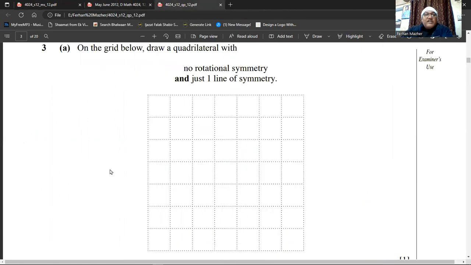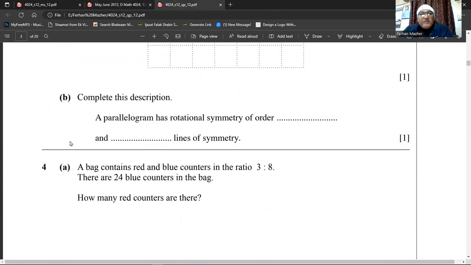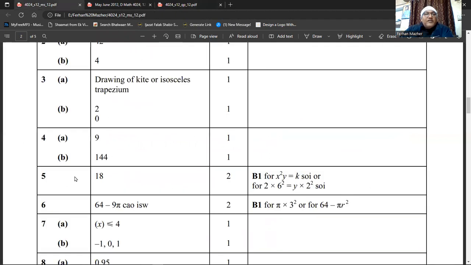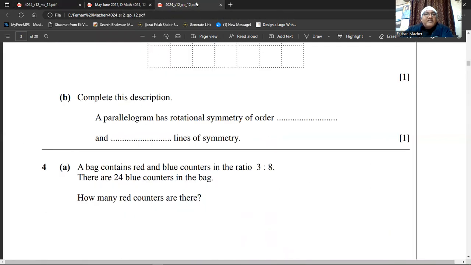Then question number 3, B part. Complete this description. A parallelogram has rotational symmetry of order dash. A parallelogram has rotational symmetry of order 2, so it fits on its original outline 2 times if you rotate it 360 degrees. And dash lines of symmetry. In the parallelogram, the number of lines of symmetry is 0. So 2 and 0. Our answer is right.